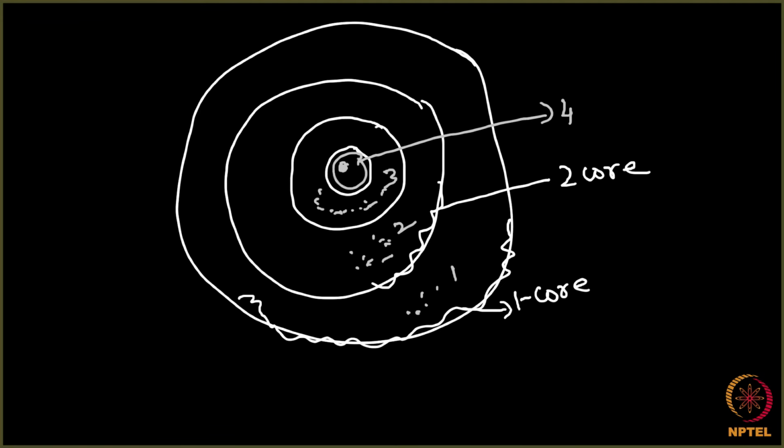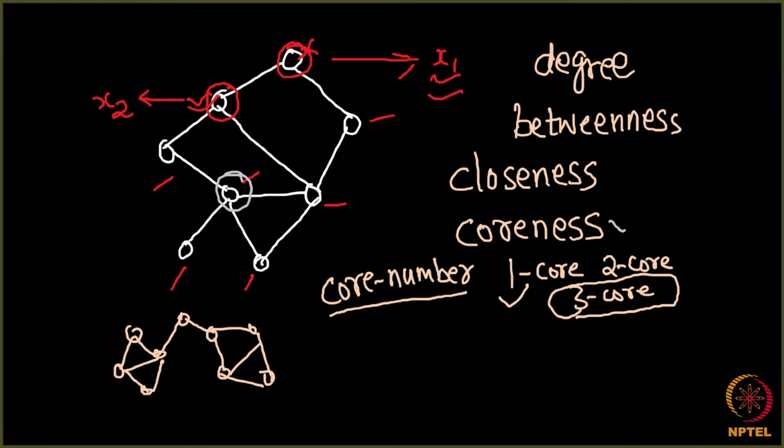So are the nodes which lie over here the most influential? Does the influential power have something to do with the coreness of a node, which is the core number of a node? This thing is what we want to look at.